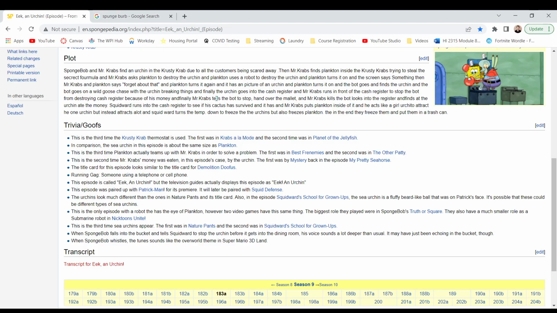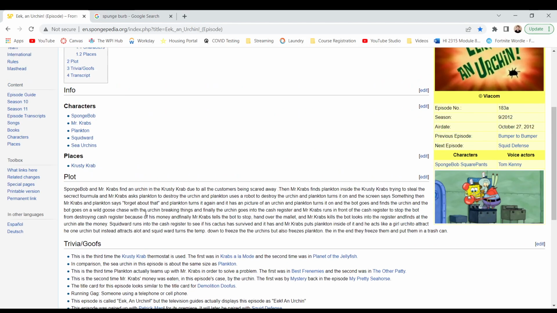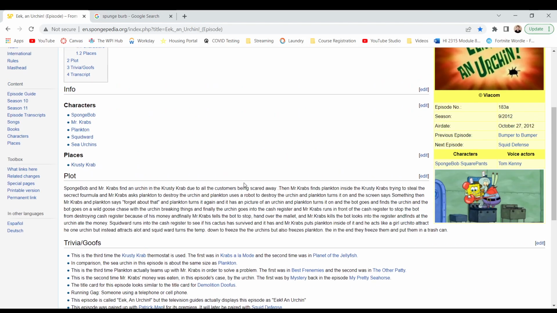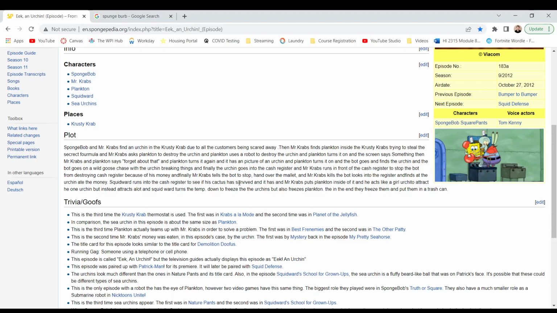This is the third time Plankton actually teams up with Mr. Krabs. Why is Plankton capitalized there? Okay, what? Why is he... The first was in Mr. Krabs' problem, first and best frenemies. Second was in The Other Patty.